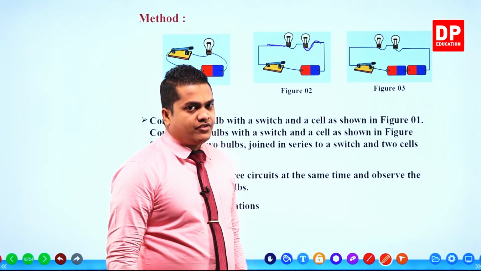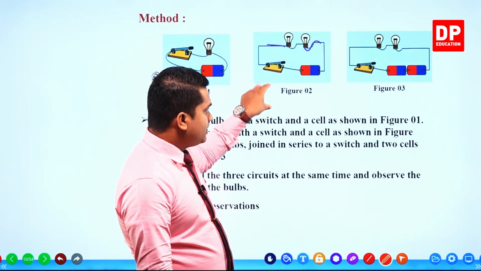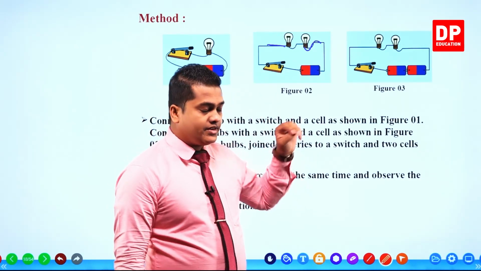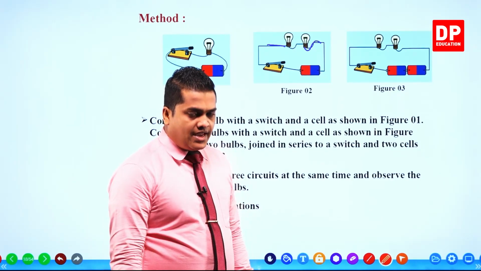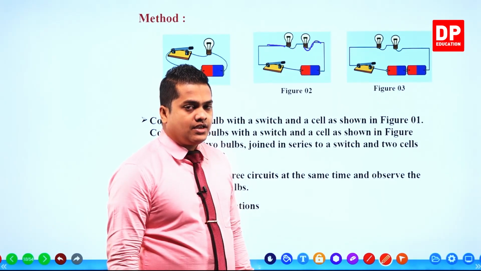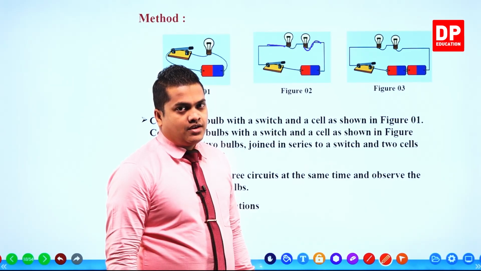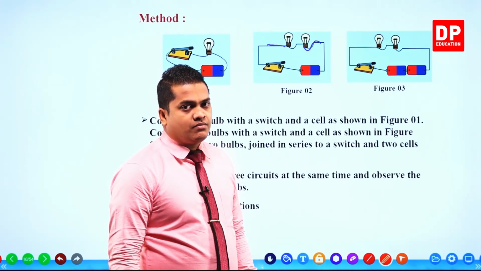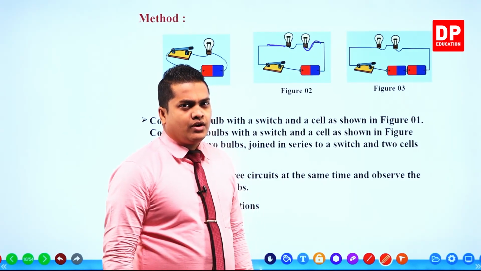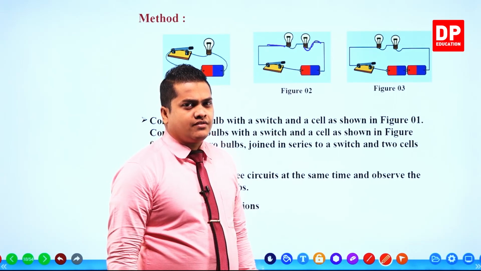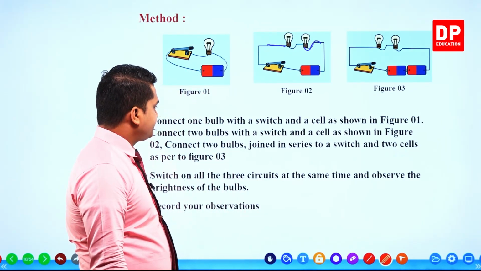Then after that, what you have to do? First turn on this one and observe the brightness. Then turn on this one and observe the brightness. Then turn on the third one and observe the brightness. Then turn all 3 on at once and observe the brightness. We have to compare the brightness of the bulbs and come to a conclusion according to our observations. Now let's see how to conduct it.